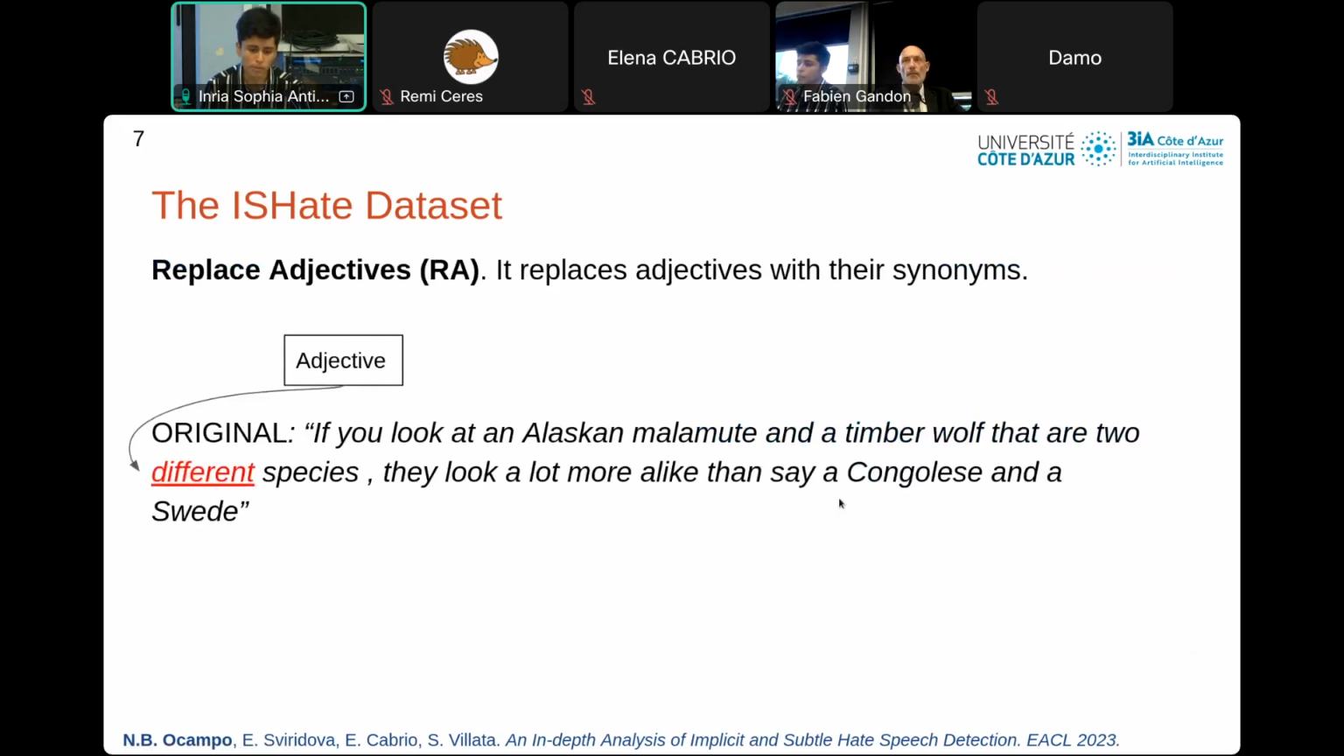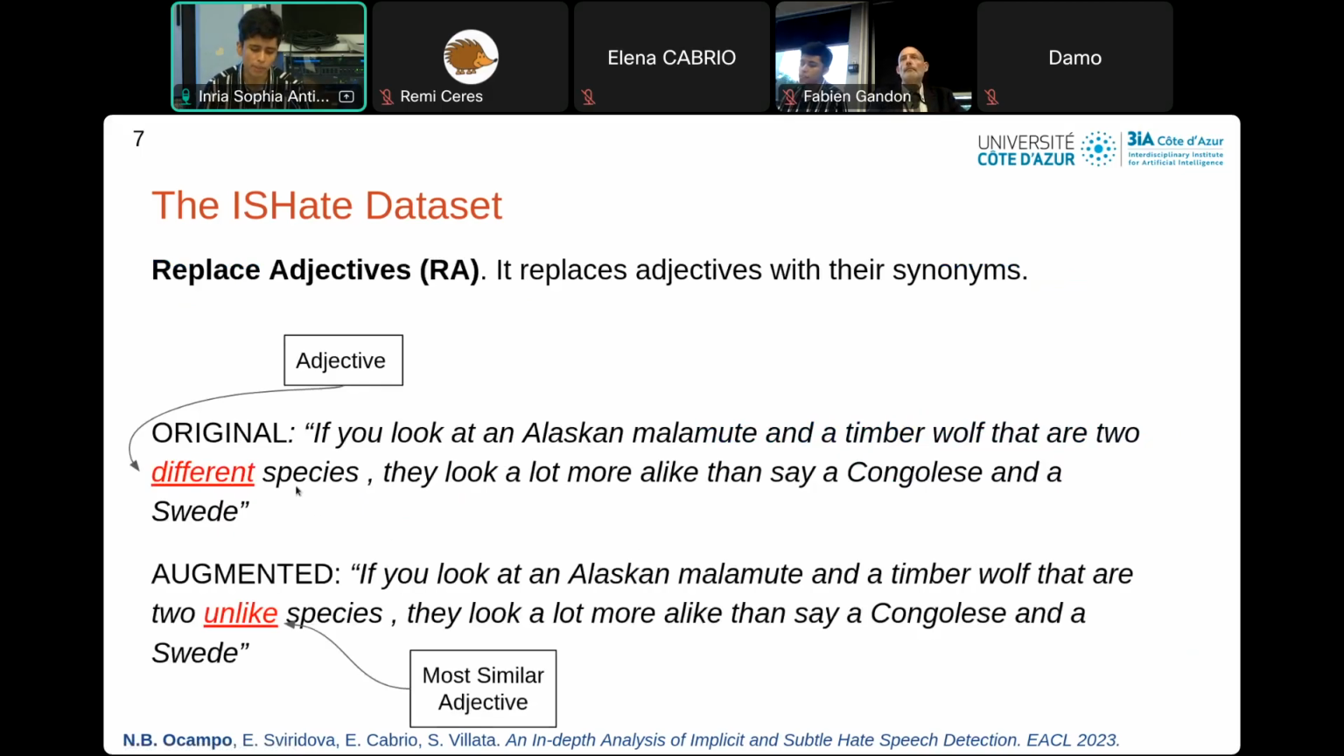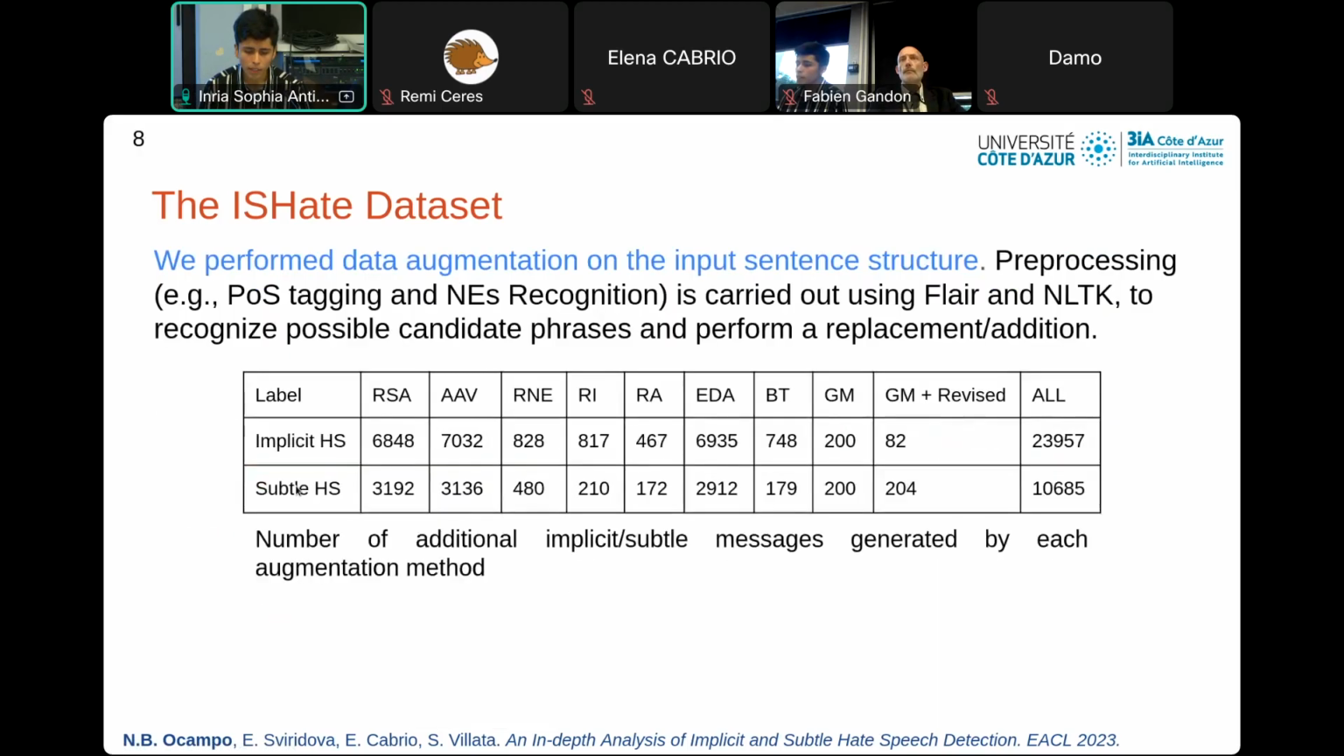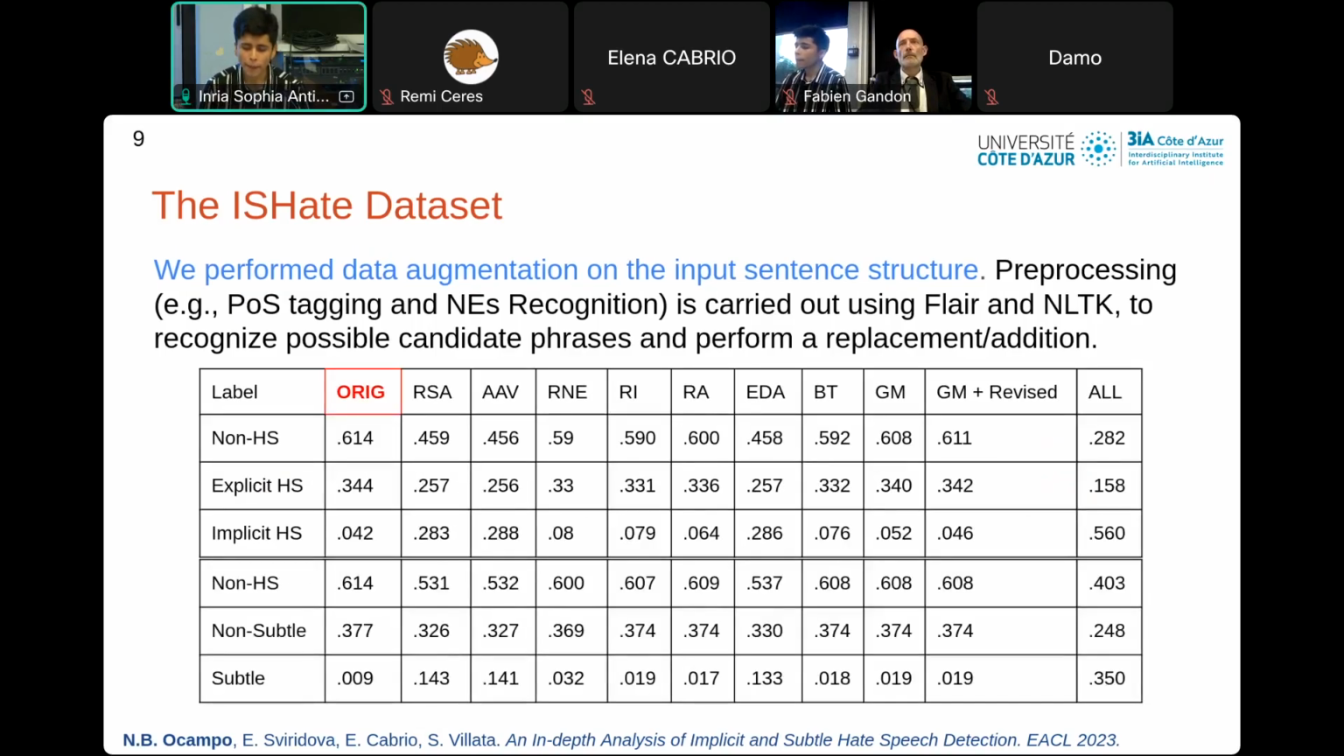This is just an example of one of them. In this case, it's replacing adjectives. It takes one original sentence, takes one of the adjectives, and replaces it with another one that is the most similar. So we performed this data augmentation on the training data set, and this is the label distribution that we obtained for the minority classes. The total number of messages for these two classes are the ones in red. And this is the original distribution, the one highlighted in red. After augmentation, you see that at least the imbalance was less strong. The ones here in red are the ones that got a more balanced distribution.